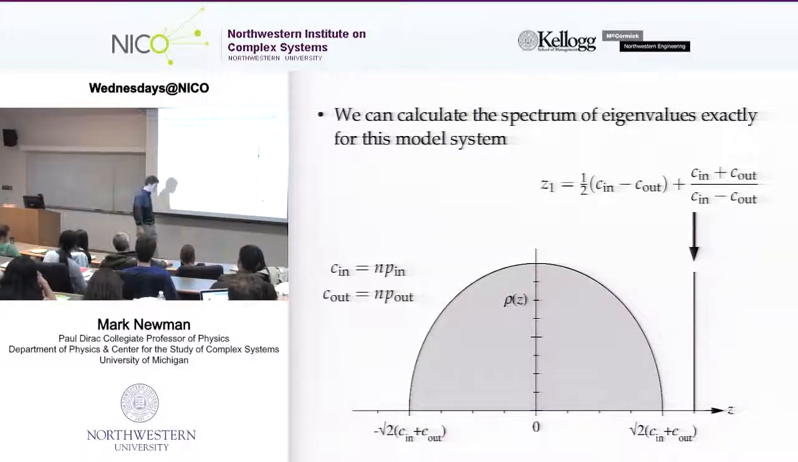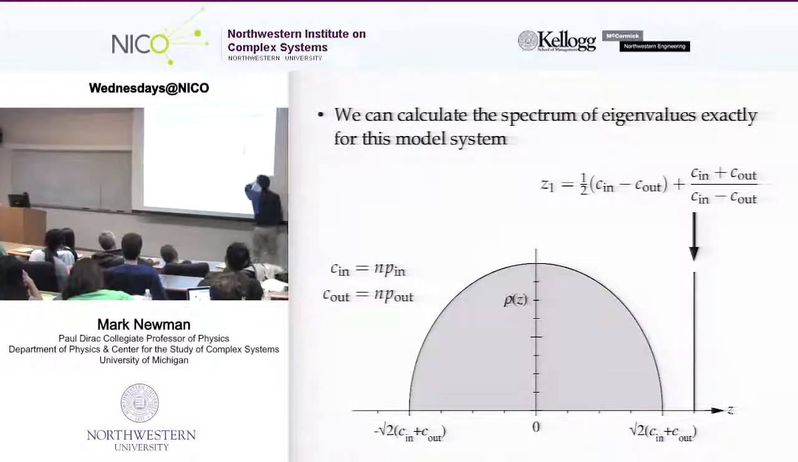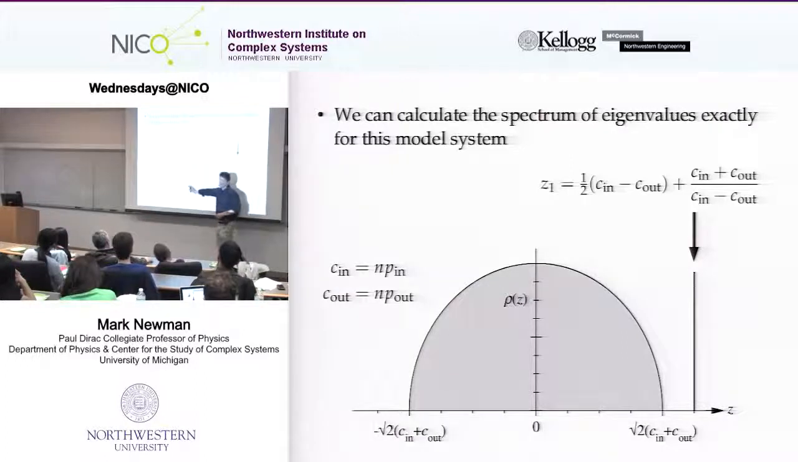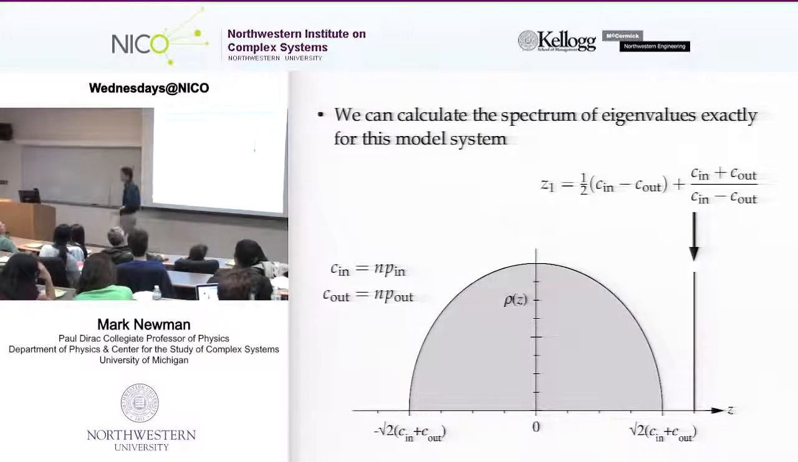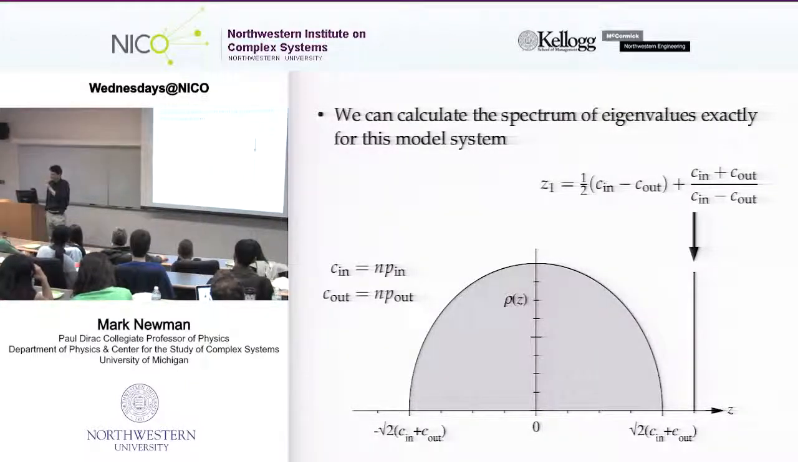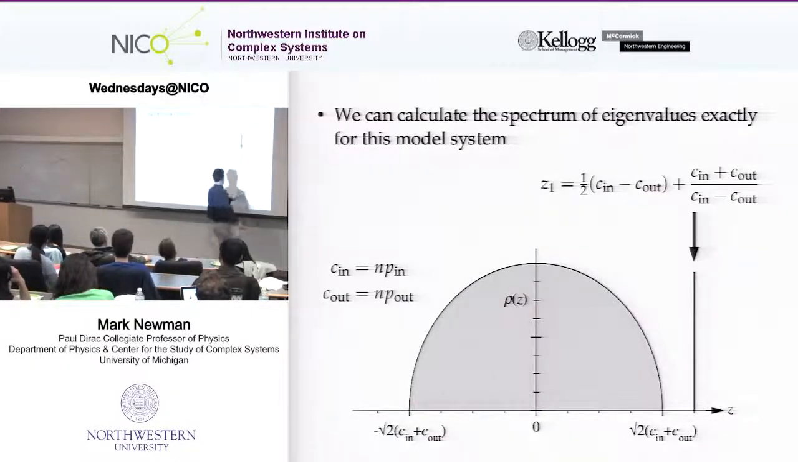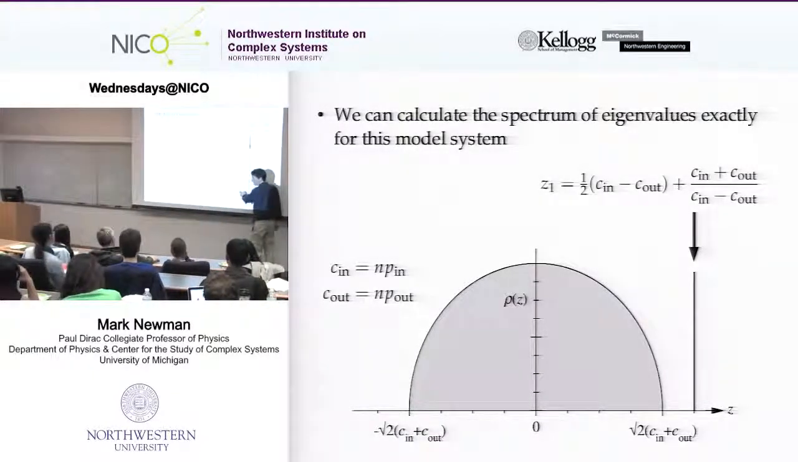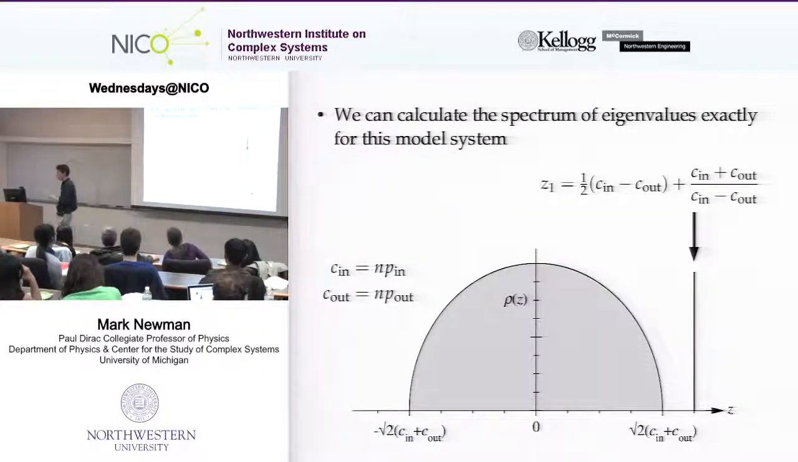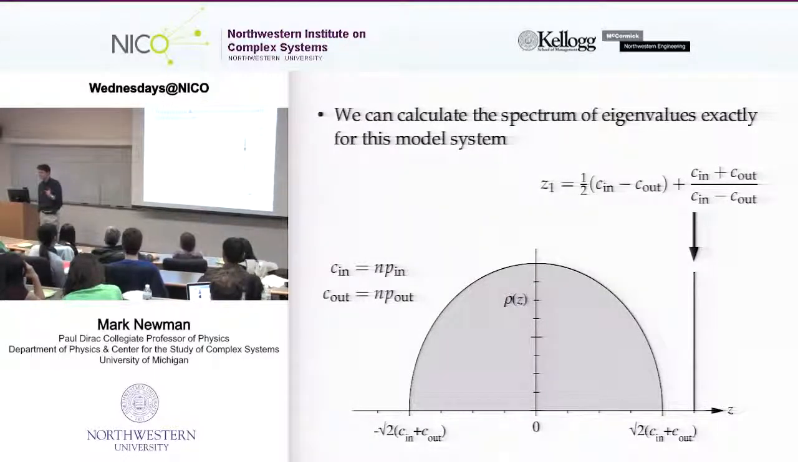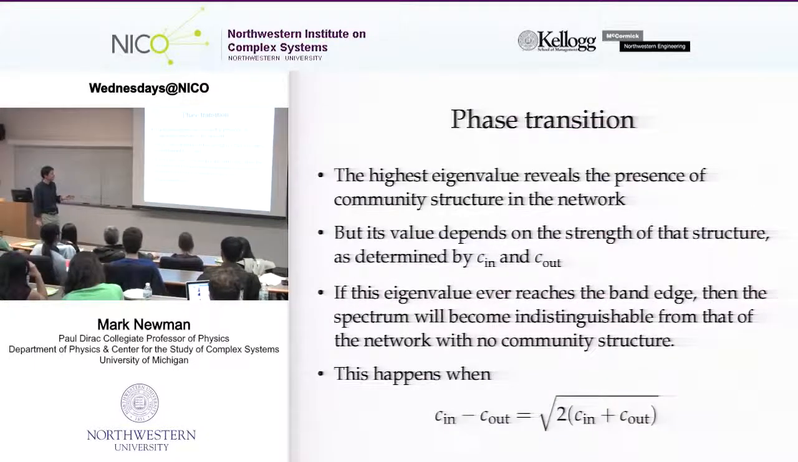So I would certainly expect that if I make C in equal to C out, this eigenvalue is going to disappear. So that's the point at which there's no community structure. The fun thing is that that's not actually what happens. It disappears before that. There is an earlier point where there's still structure in the network, but this eigenvalue disappears into the edge of the continuous band there. So my guess is that at that point, I'm not going to have any evidence left in my spectrum that there's communities in the network. And I can prove that, in fact, that's the case.